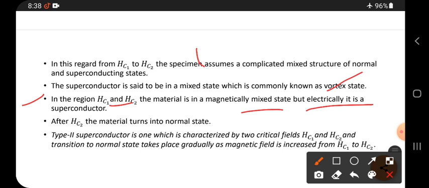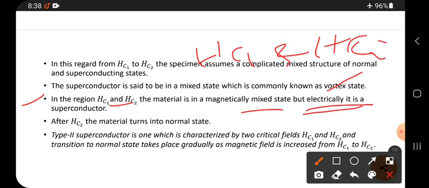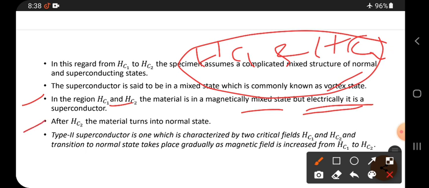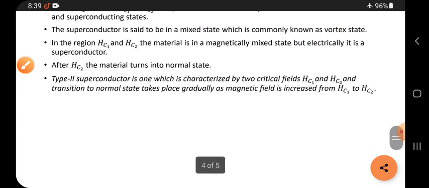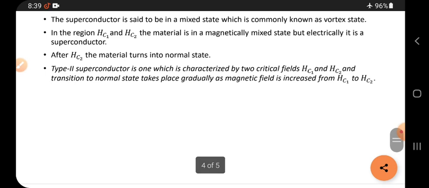In the region between Hc1 and Hc2, the material is magnetically mixed, but it is electrically a superconductor. So in this region it can act, to some extent, as a superconductor. After Hc2, the material turns into the normal state. Beyond Hc2, the material completely changes from superconductor into normal state. So the definition of a type 2 superconductor is given.